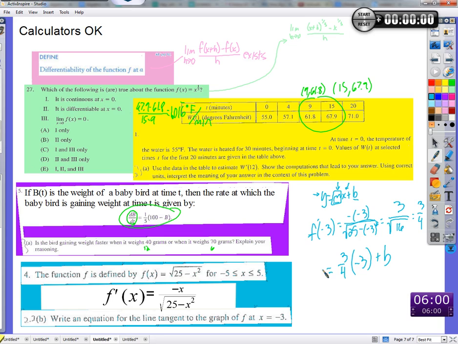Into the regular function, that's where that point on the line is going to be. -3 into here, that's going to be 16, so it'll be 4. 4 equals 3/4 times -3 plus b, so 4 equals -9/4 plus b. 9/4 added gives 25/4 equals b. So, y equals 3/4 x plus 25/4.